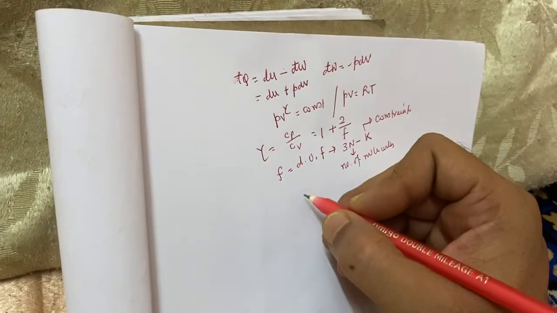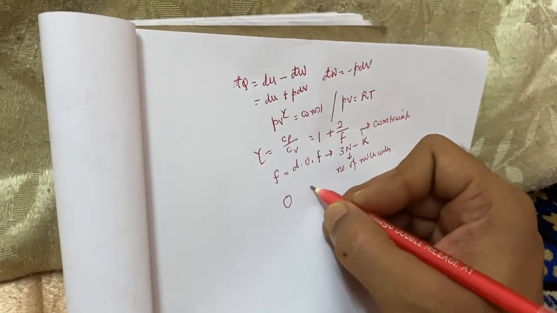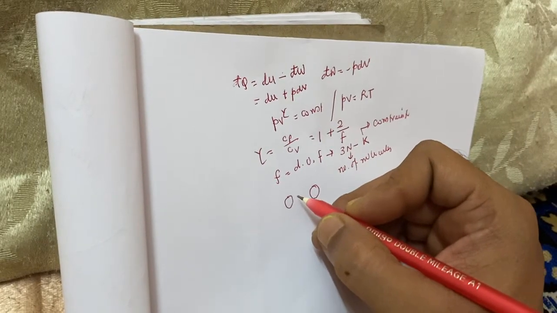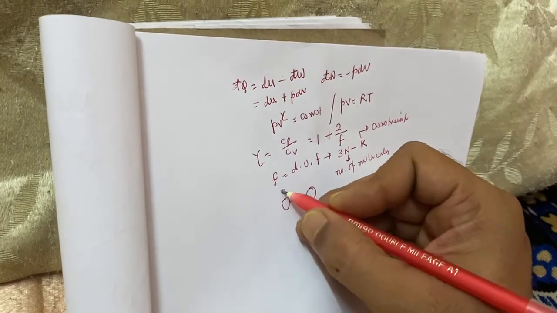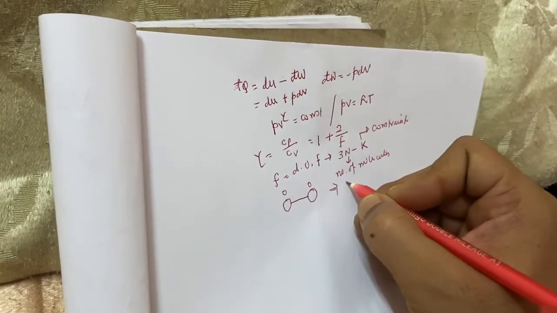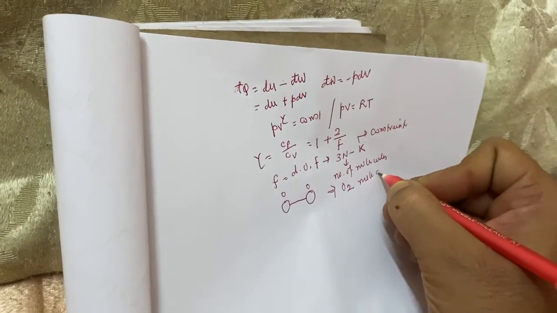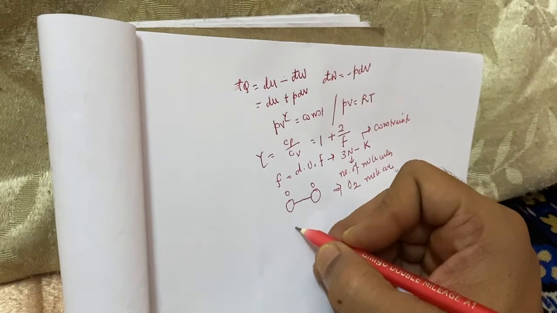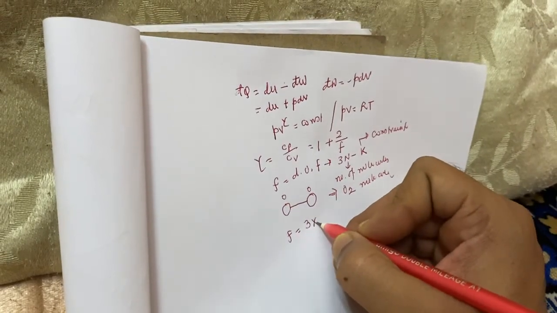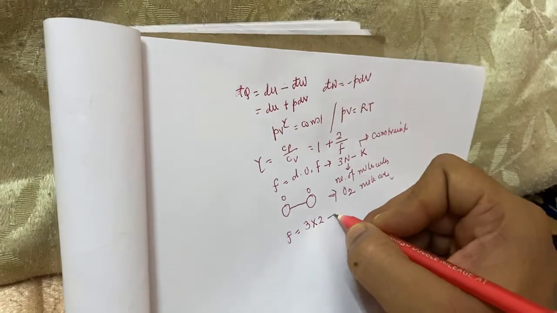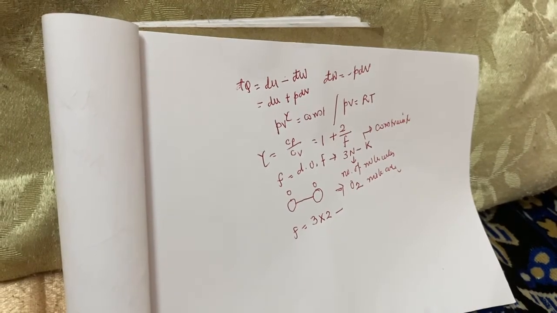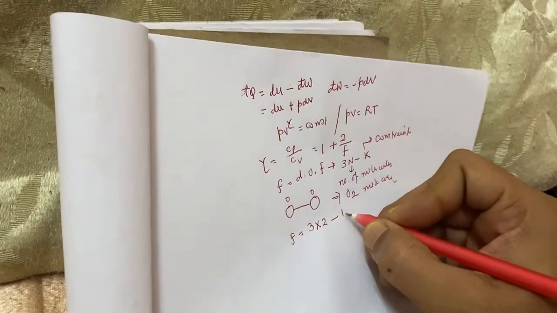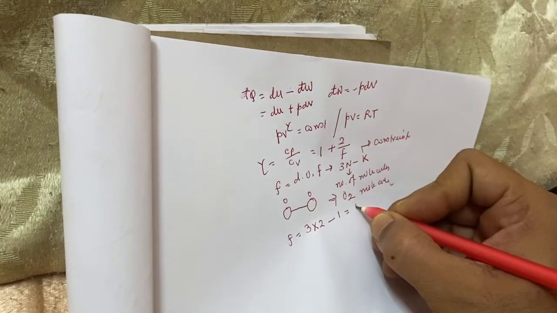Suppose we have a diatomic molecule. So, oxygen is a diatomic molecule. So, there must be a bonding between O and O, and this is forming the oxygen molecule. So, here F is equal to 3 into 2, as the number of molecules is 2 and the number of constraints is the distance. Constraint means the distance between the atoms O and O is fixed. So, here the constraint is 1. So, number of degrees of freedom is 5.